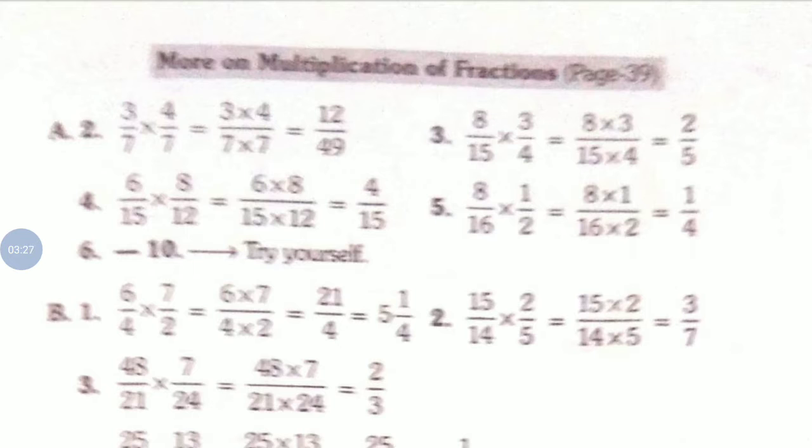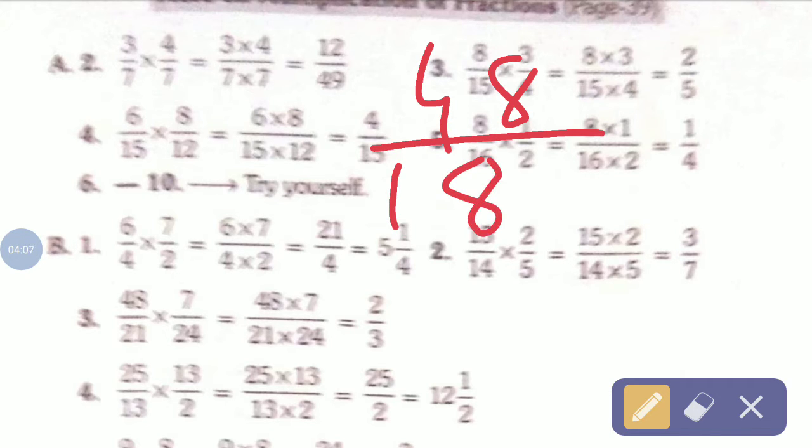Next is 6 upon 15 multiplied by 8 upon 12. So multiply numerator to numerator and denominator to denominator. So you will multiply 6 multiplied by 8. You will get the answer 48. And 15 multiplied by 12, you will get the answer 180. So you have the answer here 180.